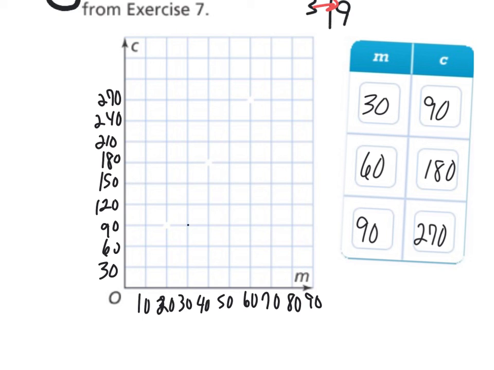So 30, 90, we've got 60 and 180, and we got 90, 270. And we're staying in the first quadrant because we can't bowl negative minutes and gain calories. Doesn't work that way. So a graph would look something like this. Again, if you pick different numbers, your graph might look a little different, but something to this effect.